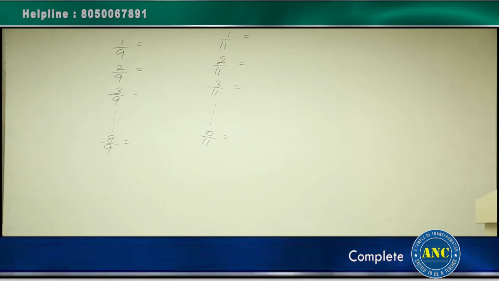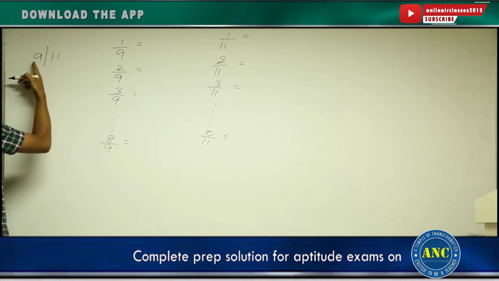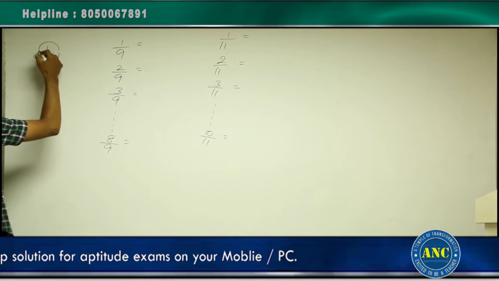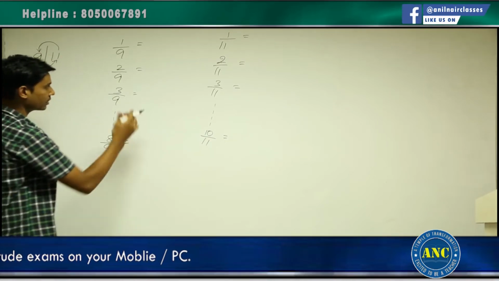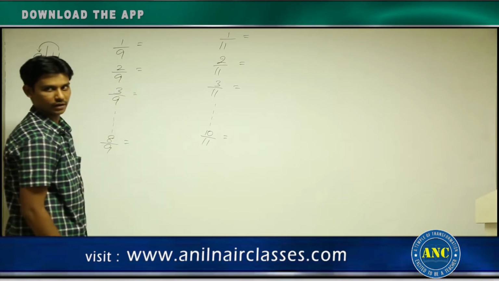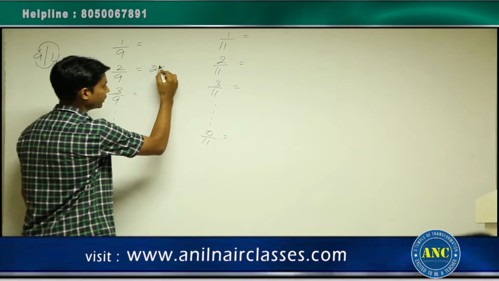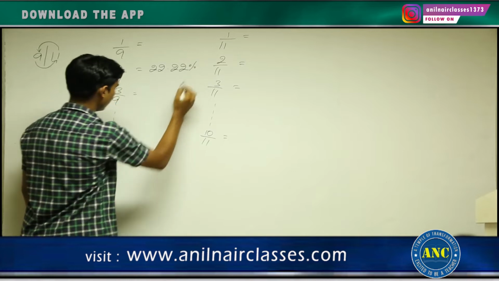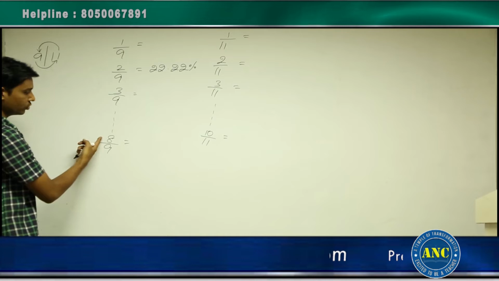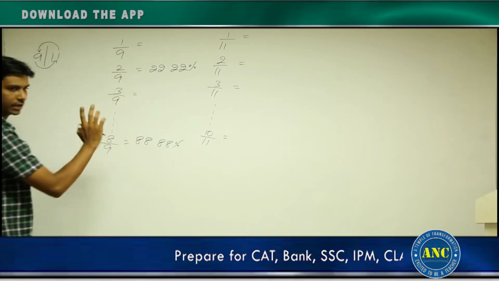See here. 9 and 11 will always go together. If the denominator is 9, the answer will be a multiple of 11. If the denominator is 11, the answer will be a multiple of 9. Suppose I want to calculate 2 by 9. Denominator is 9, answer is a multiple of 11. 11 into the numerator. What is 11 into 2? 22. Write it twice. 22.22%. Suppose I want to calculate 8 by 9. Denominator is 9, answer is a multiple of 11. 11 into 8 is 88. 88.88%. The rest all will follow the same procedure.